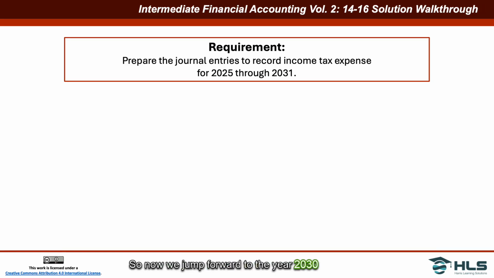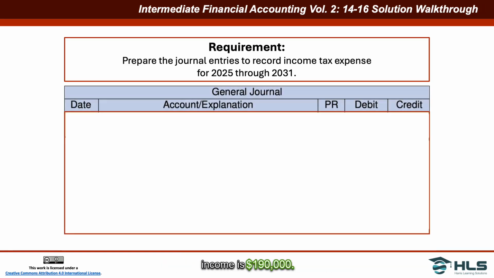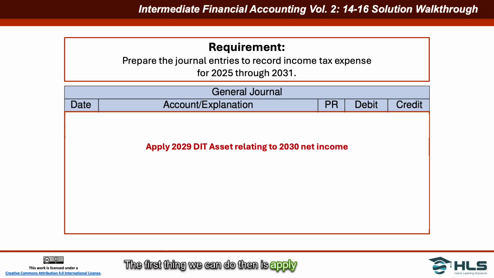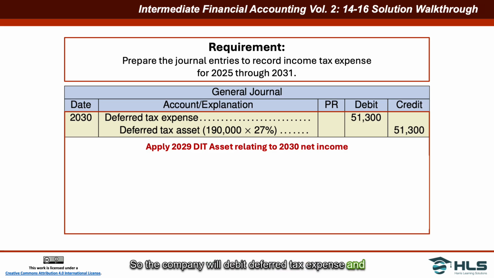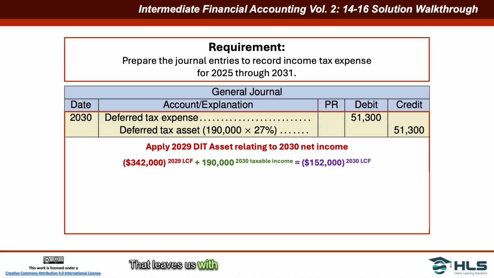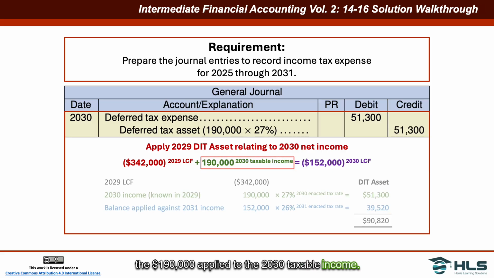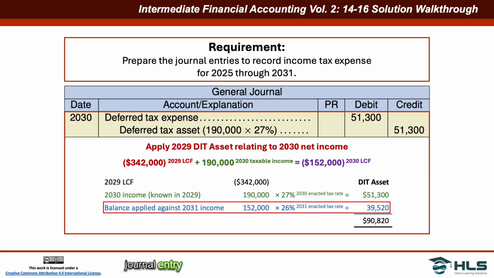So now we jump forward to the year 2030, where the income is $190,000. The first thing we can do then is apply the deferred tax asset that we set up against this. So the company will debit deferred tax expense and credit deferred tax asset for $51,300. That's the amount that was set up previously, specifically for this year. That leaves us with a remaining loss carryforward of $152,000. That's the $342,000 carried forward from 2029, less the $190,000 applied to the 2030 taxable income. And based on the adjustment that we made in this journal entry, the remaining balance in the deferred tax asset account will actually be $39,520.